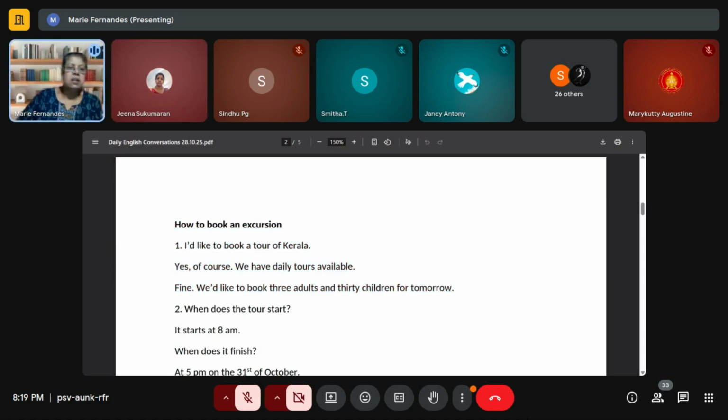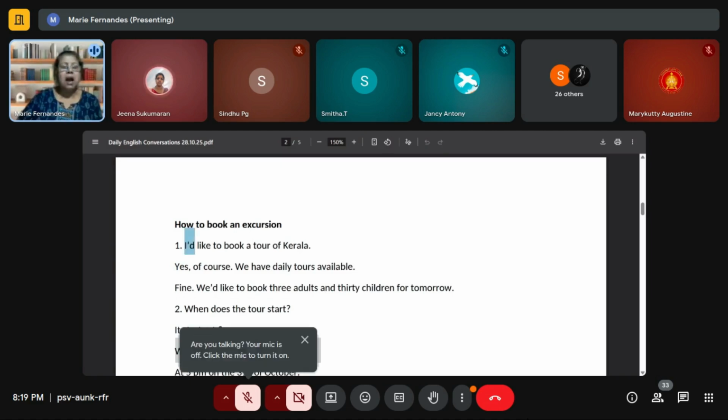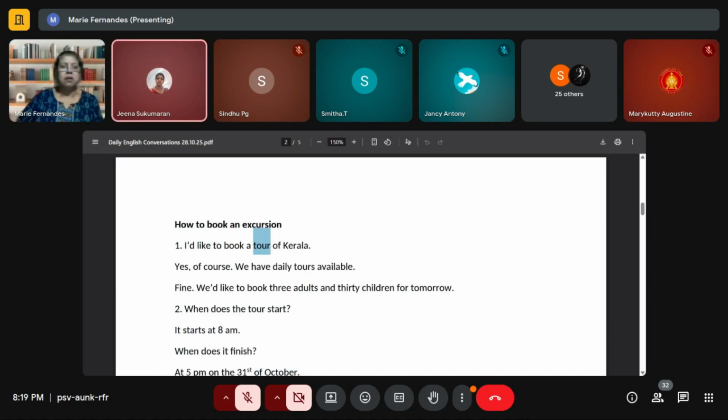Now just a correction here. I would becomes I'd. Say I'd. I'd like to book a tour of Kerala. Tour. Here also we would becomes we'd like. Say we'd like. Yeah, we'd like to book. We'd like. And 30 children for tomorrow. Very good. Okay. Thank you.